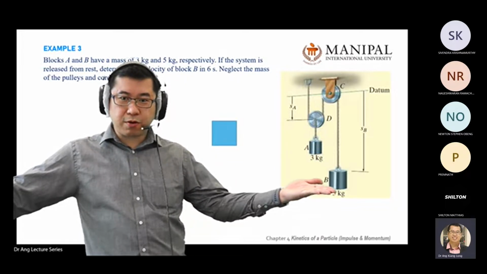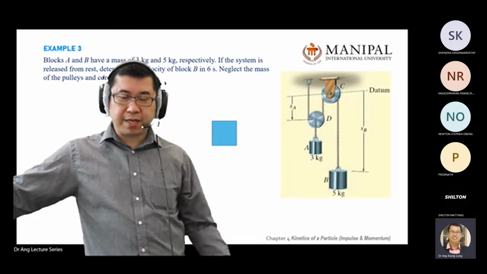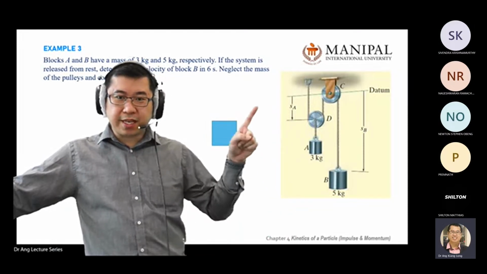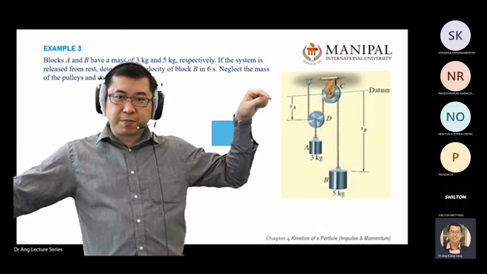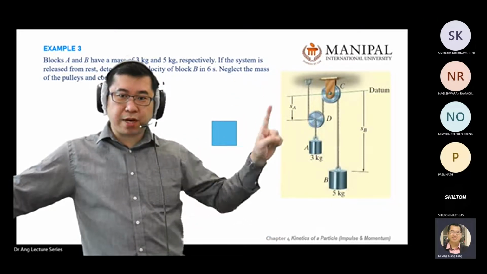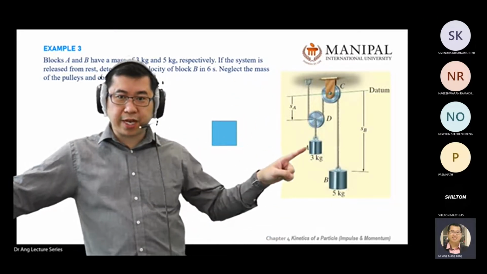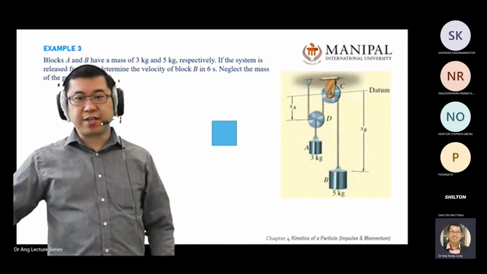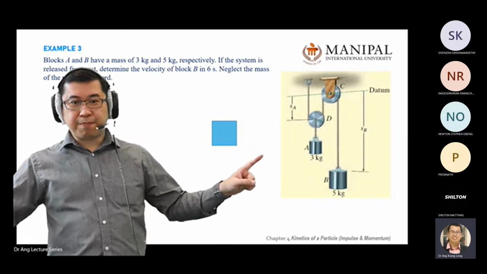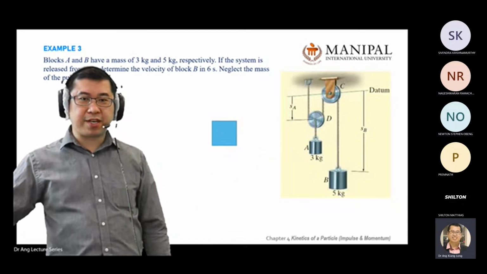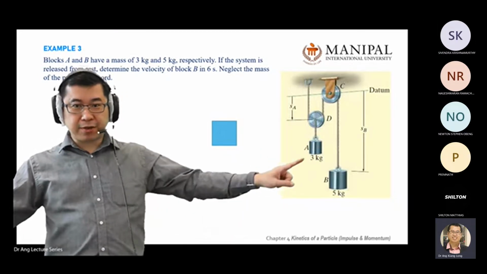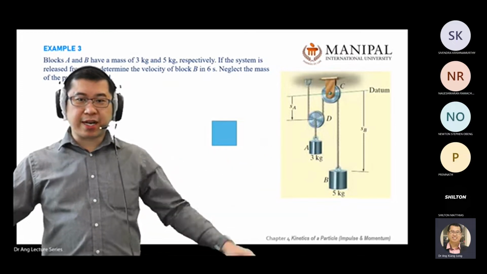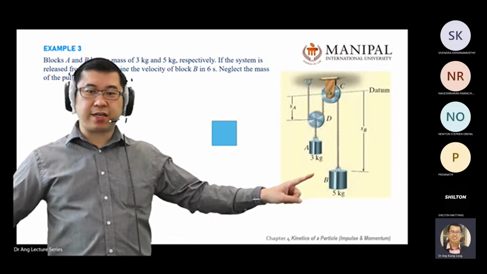Because if B goes down, what happened to A? A will move up, right? What does the datum tell you? Displacement going down is positive, but A moves up. So later your velocity for A will be negative. This is just a cross check of your answer. If you get a positive value for A, it means something is already wrong in your calculation. This is just a self-check. By looking at the diagram alone, you can do this analysis.